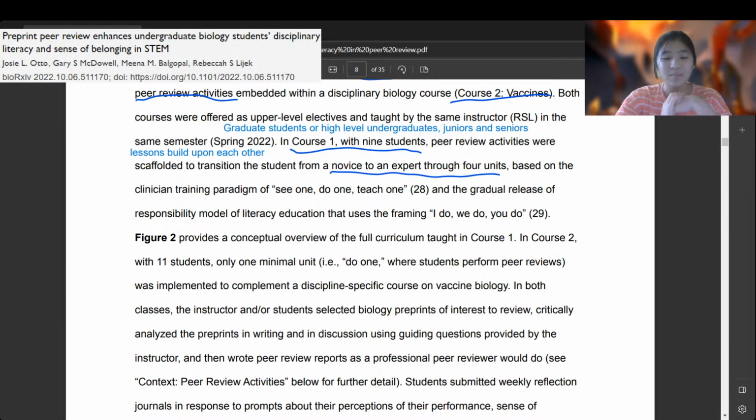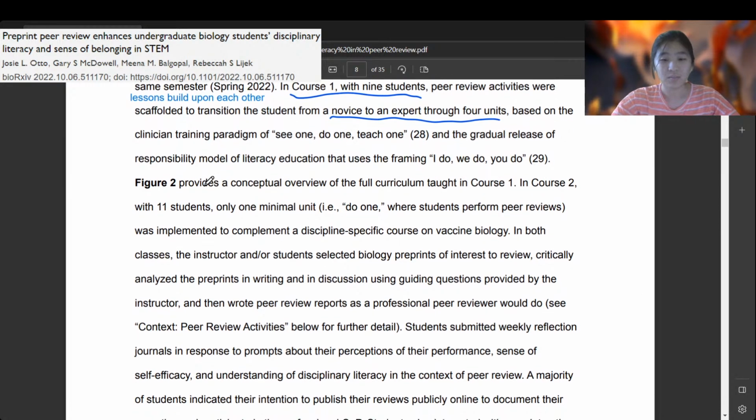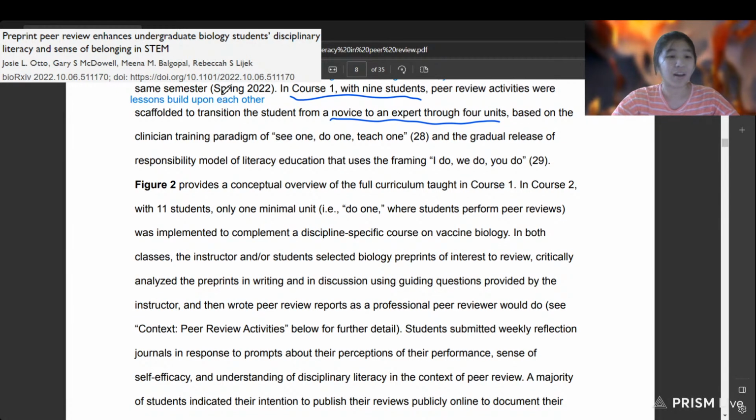All right. Based on the clinician training paradigm of see one, do one, teach one. I see. So basically you see how it's done, you try it yourself, and then you teach someone else. And that is, I guess, how clinicians are trained. And the gradual release of responsibility. I do, we do, you do. So basically, when you're in training, especially when I was in training in a research lab, first my supervisor showed me how he did it, and then he taught me how to do it, and then finally I did it by myself. So that's I do, we do, you do.